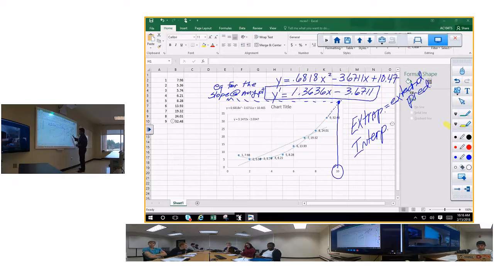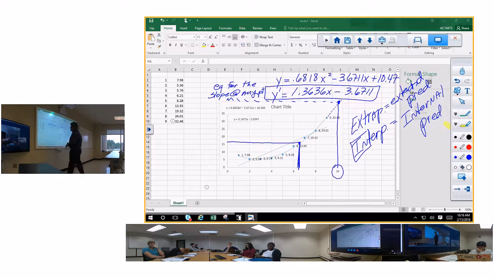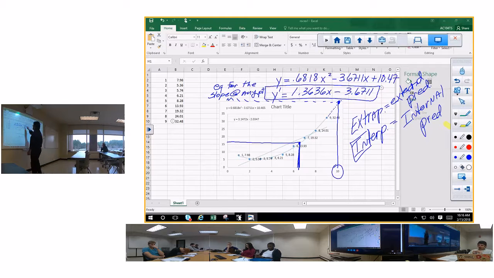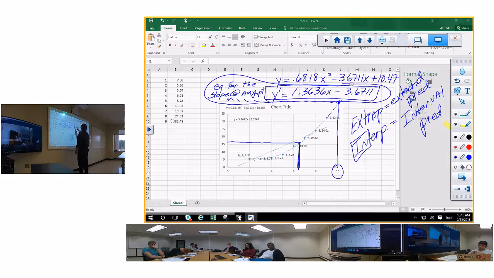Now, what is interpolation? What does I and T mean? Inside. Internal. Internal prediction means that, well, I've got 6 and 7, but what about 6.5? What is that? 6.5 is going to give us 15.